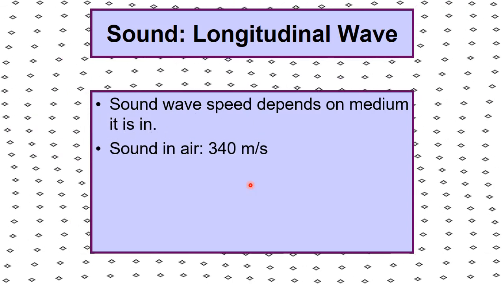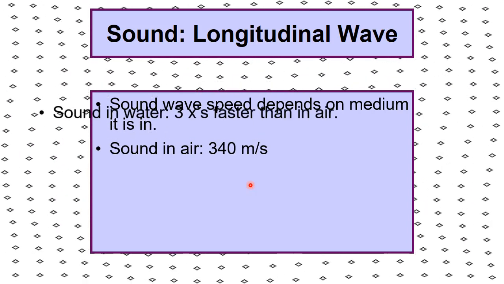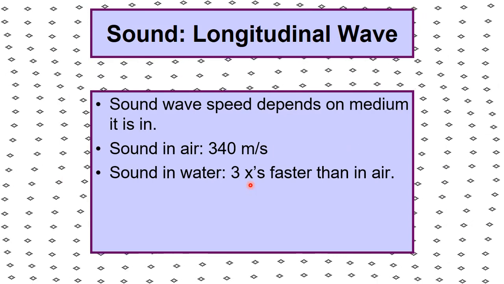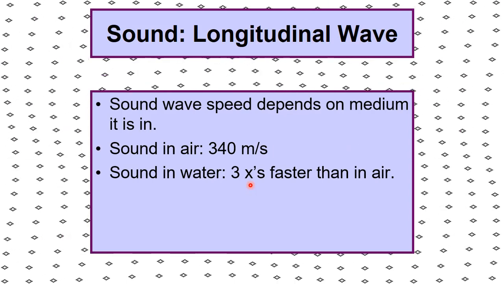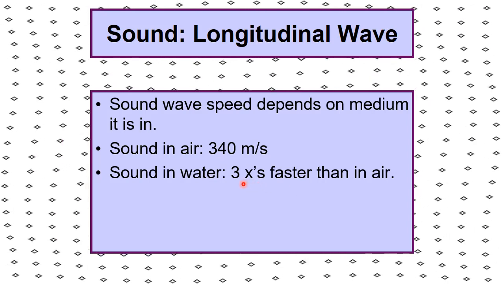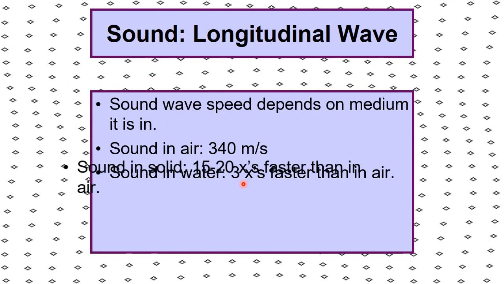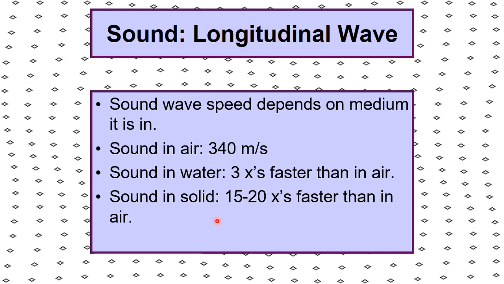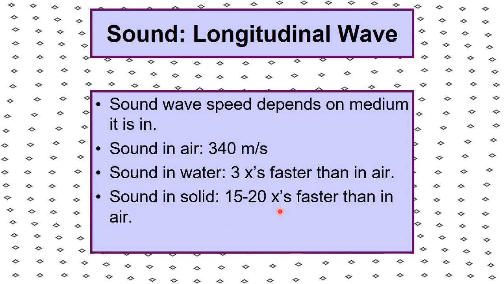The speed of sound in air is 340 meters per second and the speed of sound in water is 3 times faster than in air. And in solids, it is 15 to 20 times faster than in air.